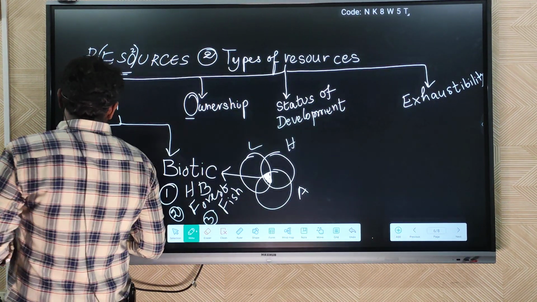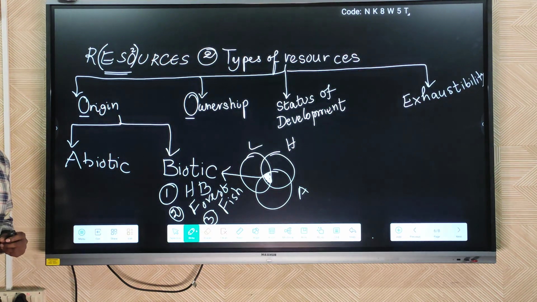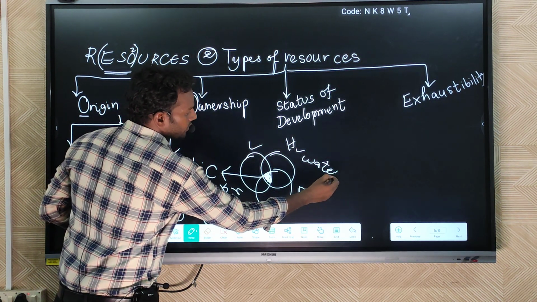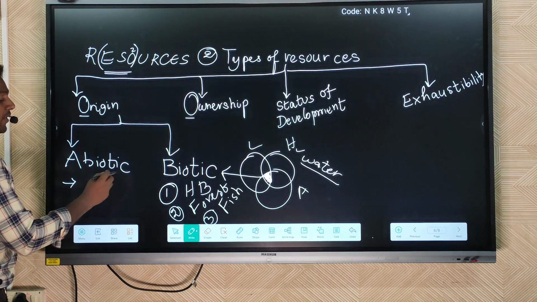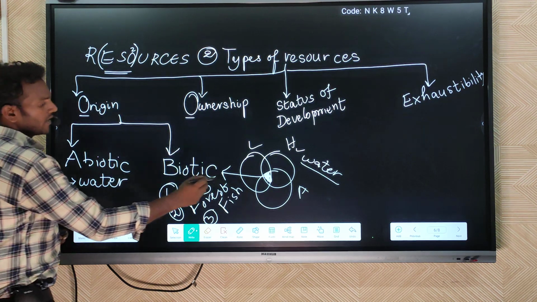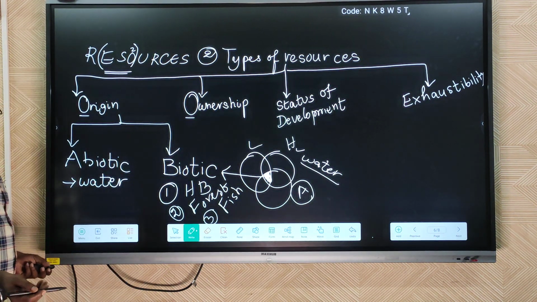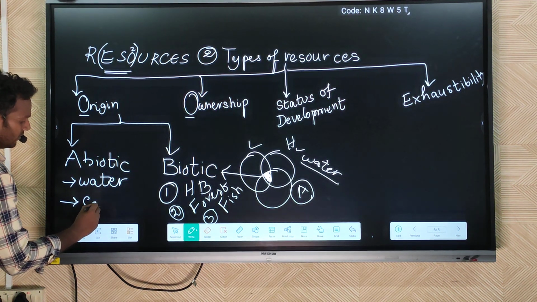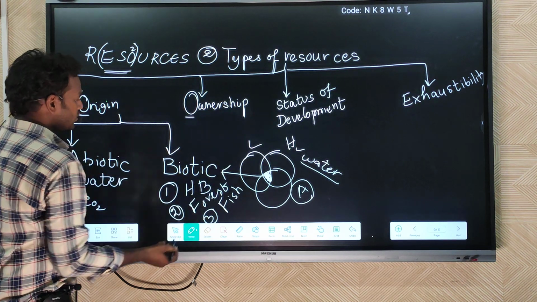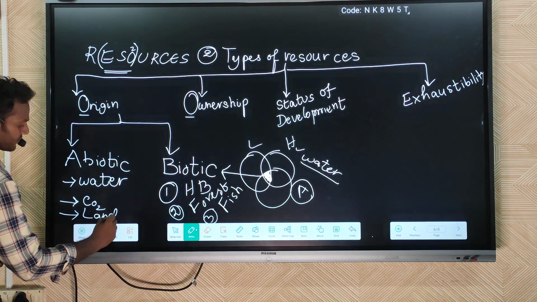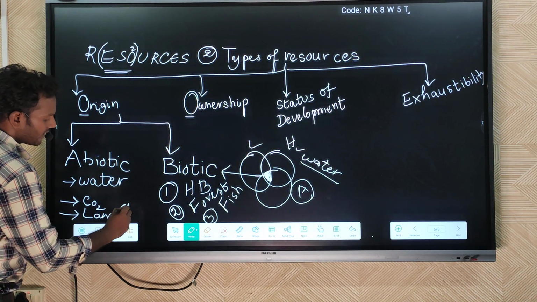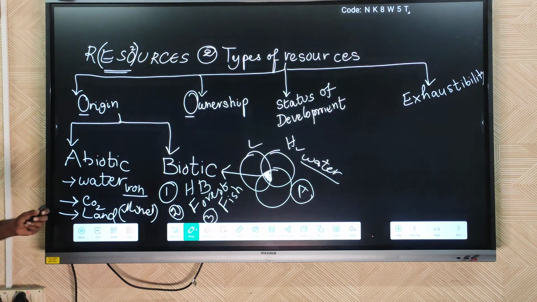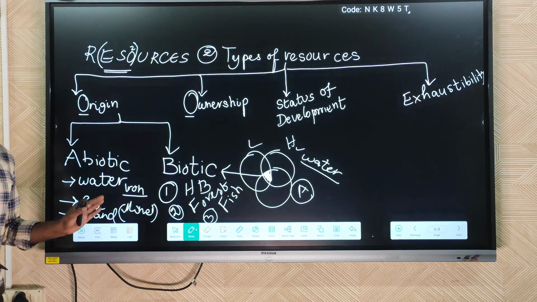Coming to abiotic. Abiotic means the resources obtained from non-living things. From the hydrosphere comes water. Water is an example of an abiotic resource. Is it clear? Next, from the atmosphere we can also extract oxygen, nitrogen, carbon, all these things. This is also a resource. Lithosphere comes under land. Land is also an abiotic resource. For example, minerals such as iron, zinc, coal. All this comes under abiotic resources. Abiotic means absence of life. Is it clear? I will give you one more example.